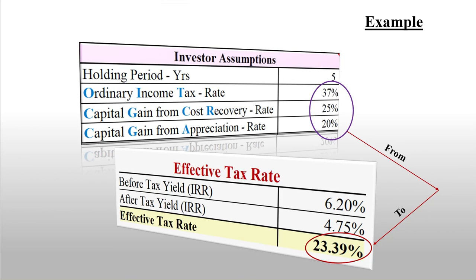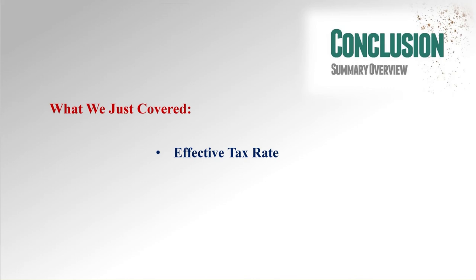But when we have done our numbers, the effective tax rate, what Mr. Trump is effectively being taxed at, is 23.39%. And I want to add that most of this gets taxed at 37% without everything that we went through to get to this effective tax rate. Therefore, real estate is a great investment tool for reducing your taxes. So what we just covered was effective tax rate.